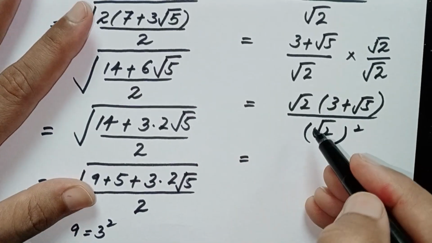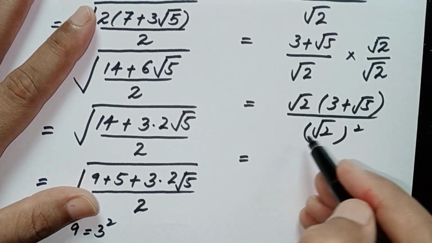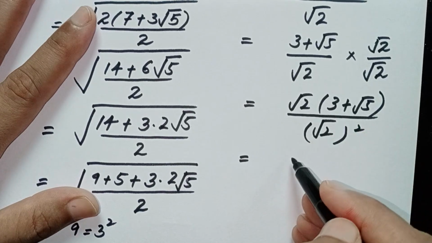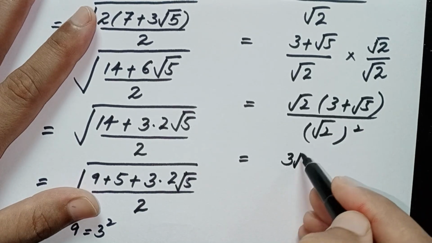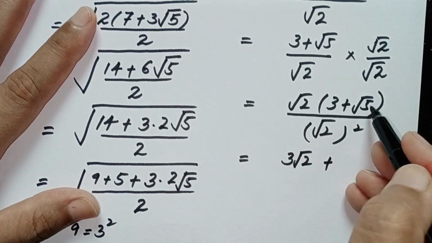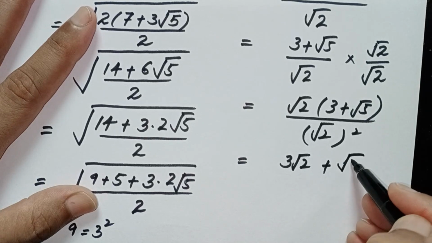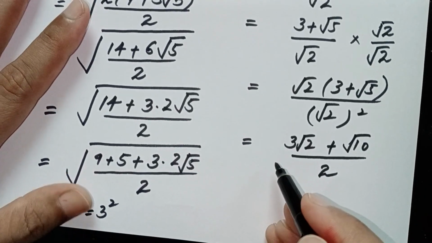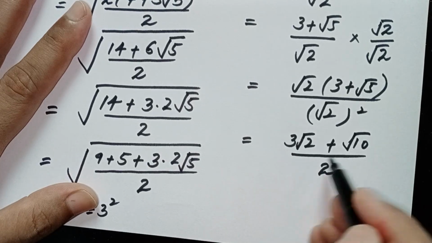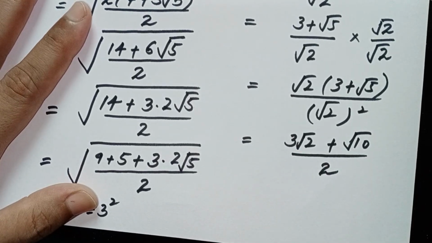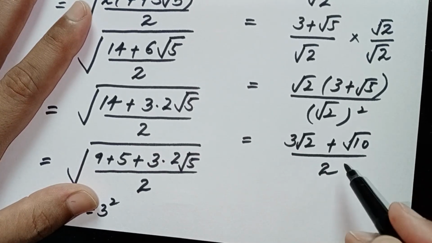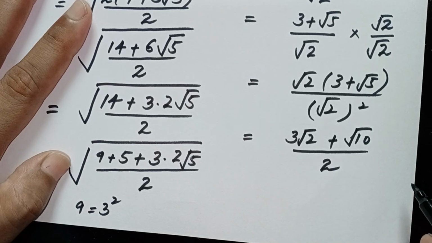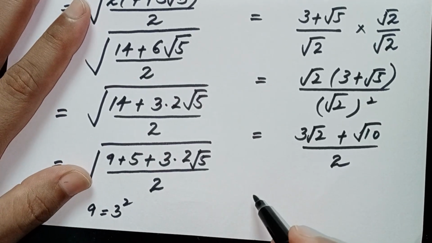In the next step we can write it as square root 2 times 3 plus square root 5 times square root 2, that is 3 times square root 2 plus square root of 5 times 2, which is 10, divided by 2. So it is the final expression.